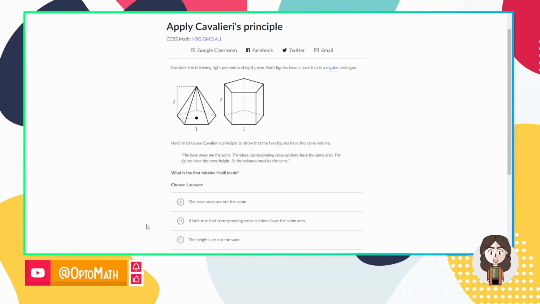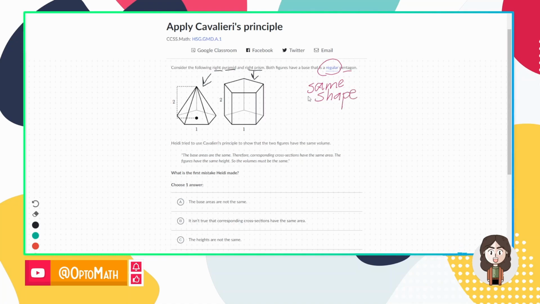Okay, so next, consider the following right pyramid, so that's this one, and right prism, this one. Both figures have a base that is a regular pentagon. So it's saying the bases are the same shape, basically. We don't really know yet about the same area. So we've got same shape. What about the same area? That's what we need to know for Cavalieri's principle. Same area and same height. We can see visually they have the same height. It's labeled. Let's see what Heidi says.